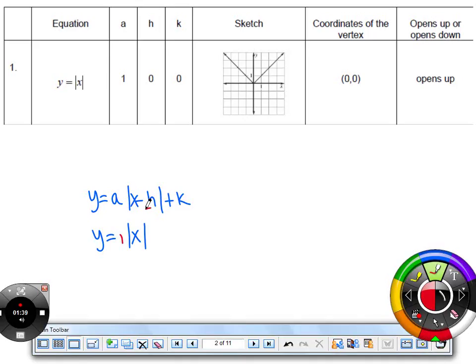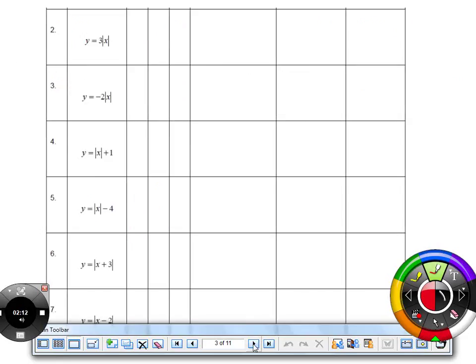Now, h is being subtracted from x, and k is being added after the absolute value. What number has the property that it can be added and subtracted from stuff and not change them? What's that? 0. Good. So it's like there's a minus 0 here and a plus 0 here. We don't see those things because they don't change the outcome, but that's how they determined a is 1, h is 0, and k is 0. They thought about what numbers had to be in those spots to make the equation look like this in its simplest form.